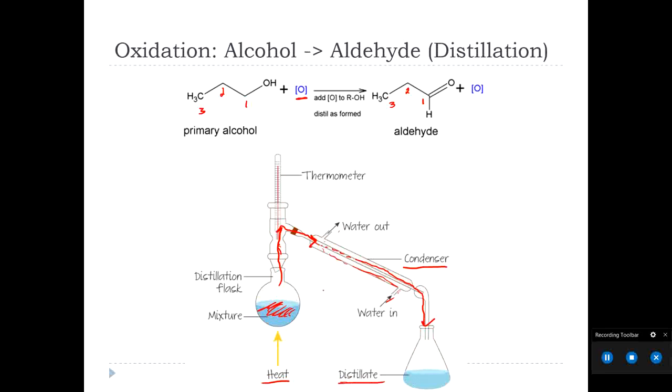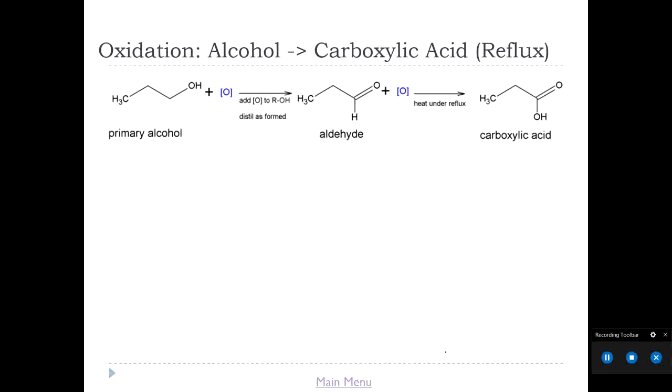So this is how we can separate the aldehydes. So we have our mixture here of our oxidizer, our catalyst, and all that stuff. We just want the pure aldehyde. So again, we distill it, and we gather the pure aldehyde in the end. We can then take that aldehyde and, if we wanted to, add more potassium dichromate and more acid catalyst, and turn that aldehyde into a carboxylic acid.